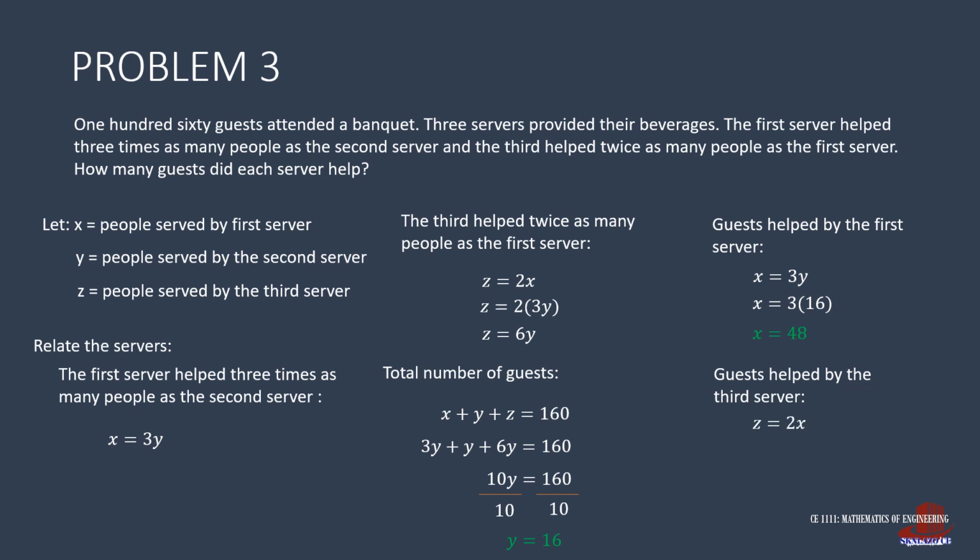For the third server, we use z as twice of x, that is 2 times 48. So z is then solved as 96.